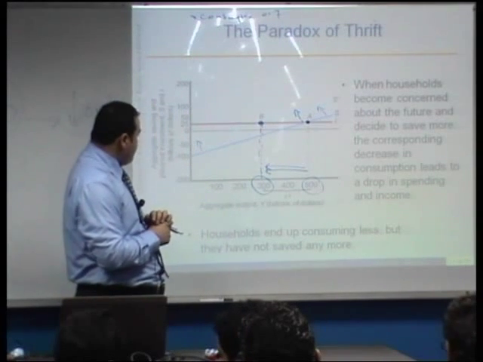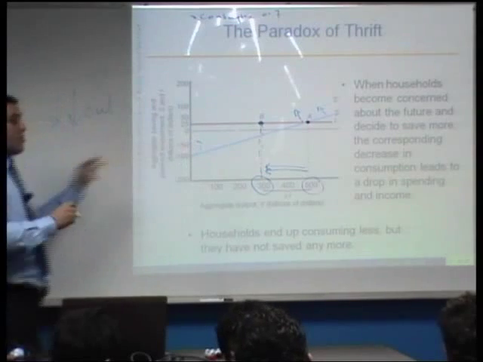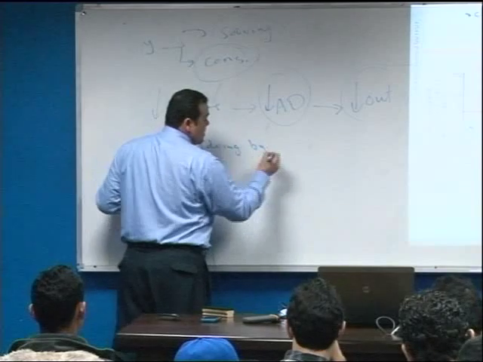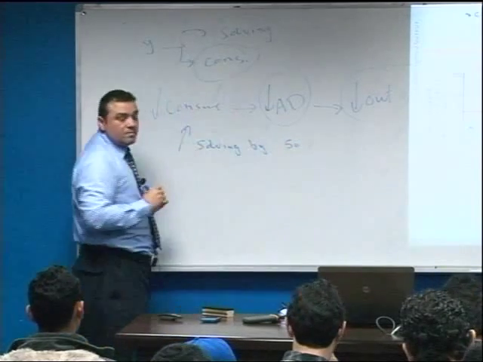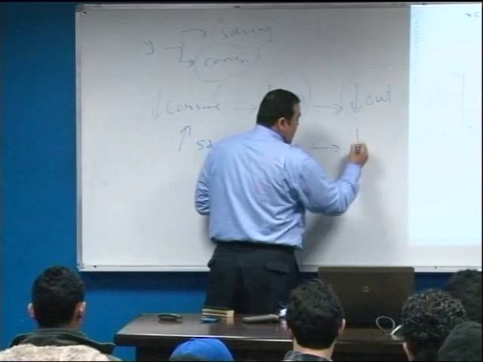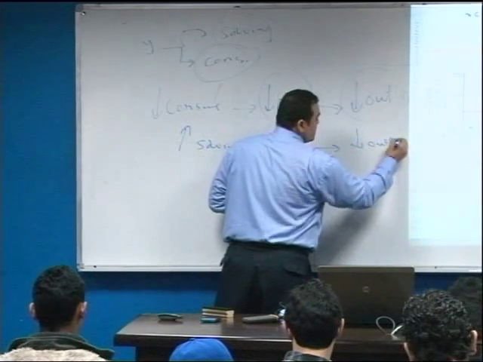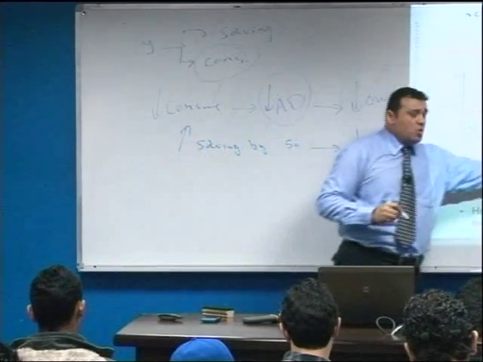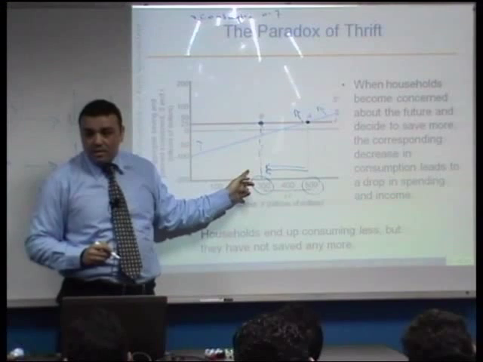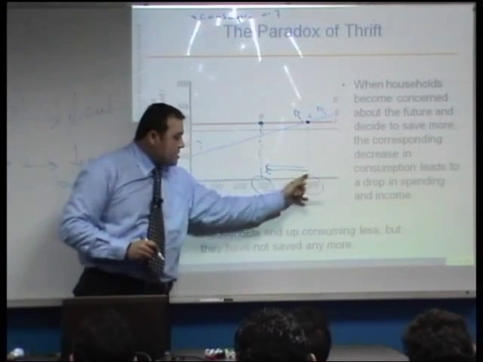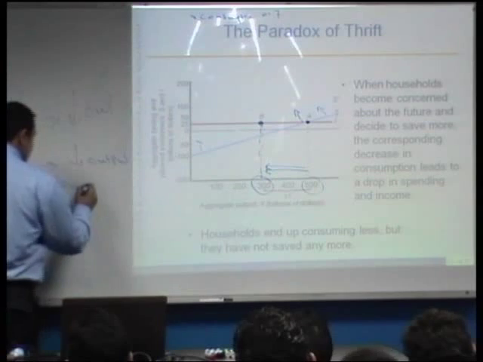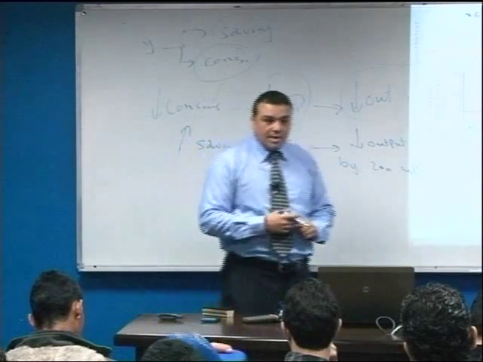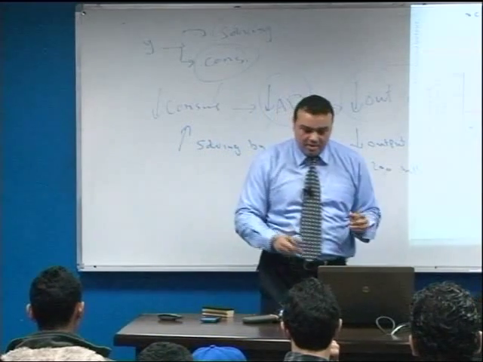That's it. Okay. So as you see, increasing saving by $50 million leads to what? A decrease in our aggregate output by how much? 200 million. Right? Correct? Because from 500 to 300 is 200 million. Is it difficult, or is it okay?